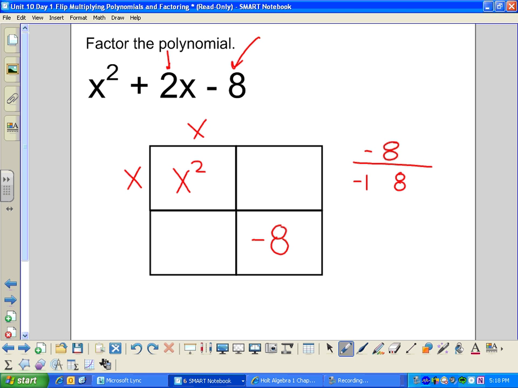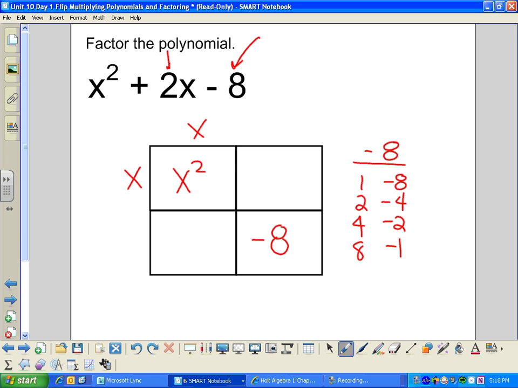Let's start from the beginning, actually. Let's start from positive. So I'll have 1 and negative 8. I'll have 2 and negative 4. I'll have 4 and negative 2. Those are different. And I'll have 8 and negative 1. Is that everything? That's it. Those are my only options.